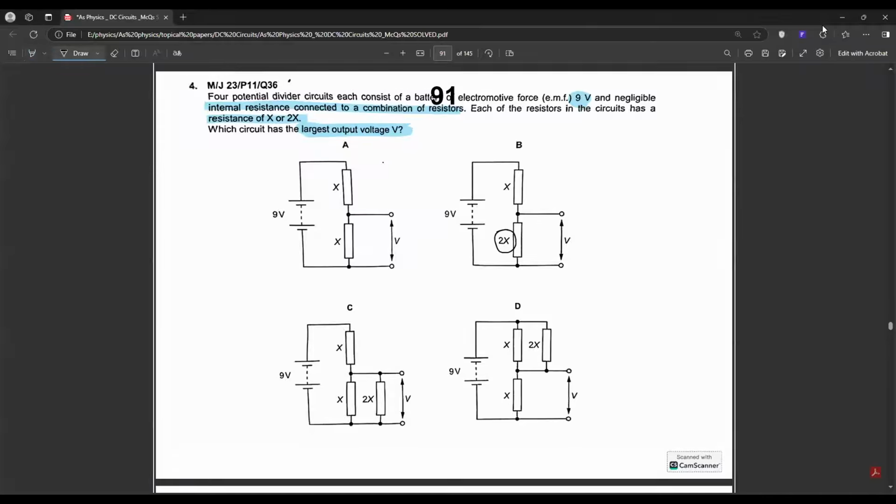The largest output voltage V will be across the largest resistance because voltage is directly proportional to resistance in series circuits. In which circuit is the resistance largest? In B. The resistance across the output voltage is largest in B. You have a resistance of 2x here. Hence, the voltage V will be the largest in B.